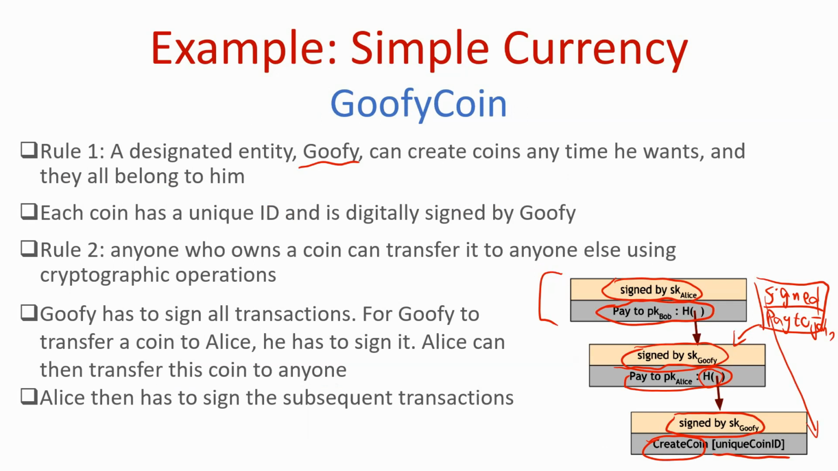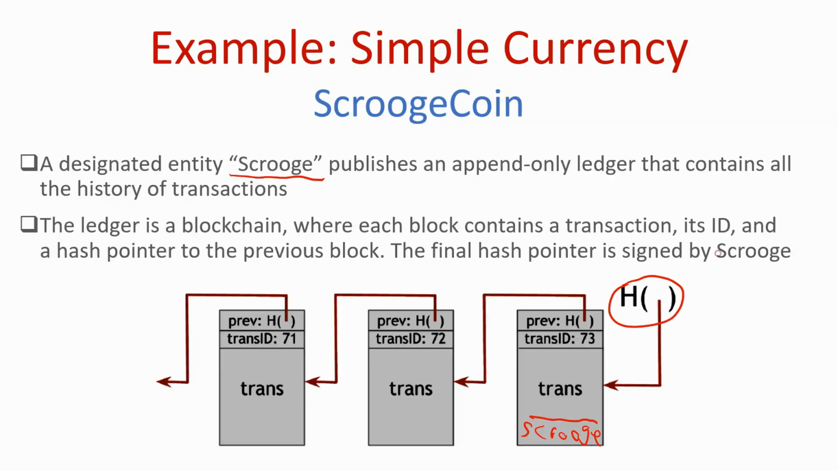And Scrooge also has to make sure that this is not a double spending attack. So Scrooge will have to go through the blockchain and check that this hash pointer that is in the transaction has not been used before in the blockchain, and so Alice has not spent this coin before, and because the blockchain stores everything, this transaction would exist.